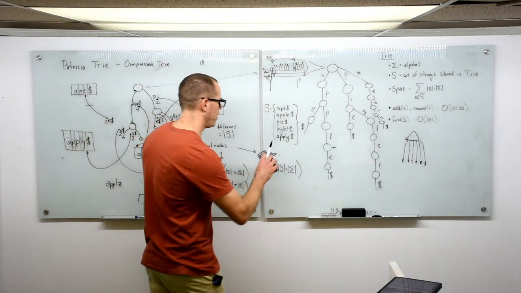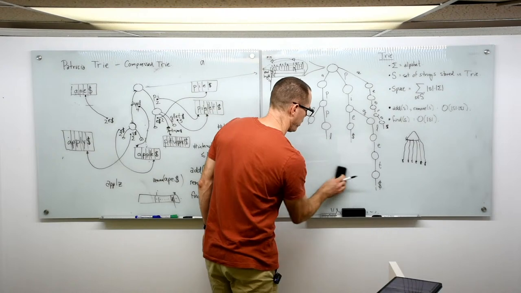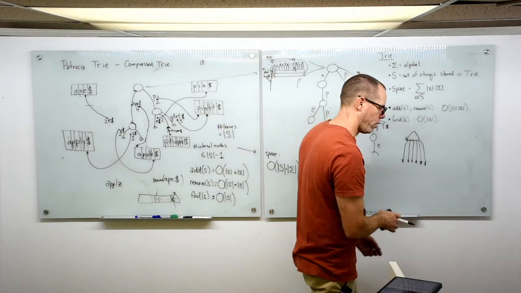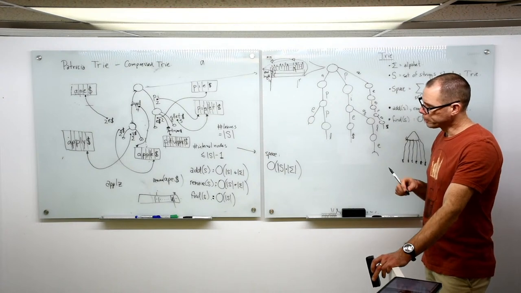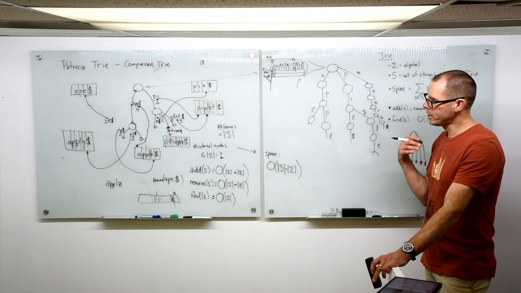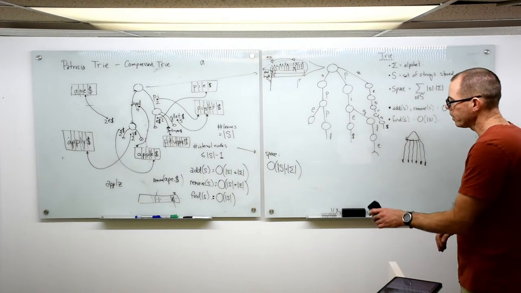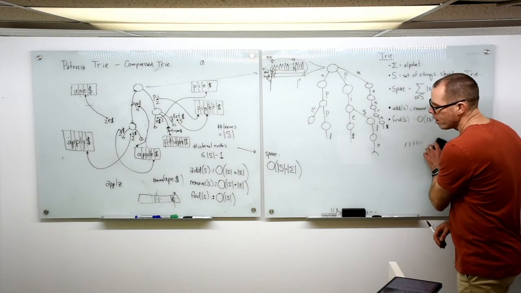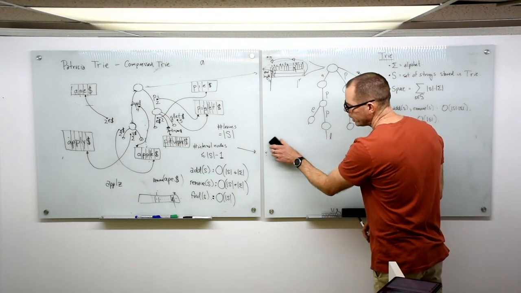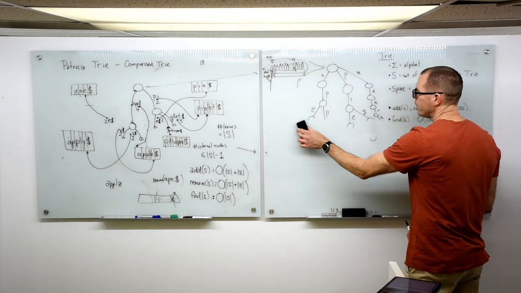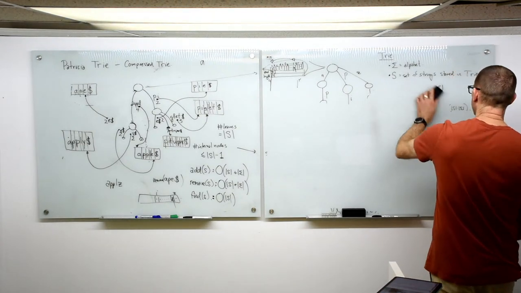So the compressed trie is a really good data structure for storing a collection of strings, so a set of strings, if you want to be able to add and remove things from the set. Basically, the running times are just proportional to the length of the string you're dealing with plus the size of the alphabet. And for searching, the size of the alphabet doesn't even matter.